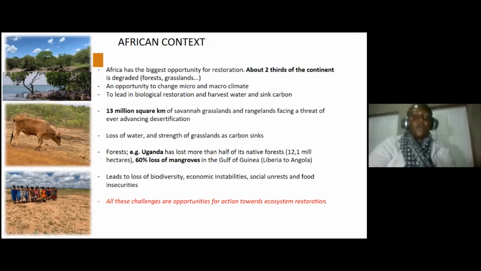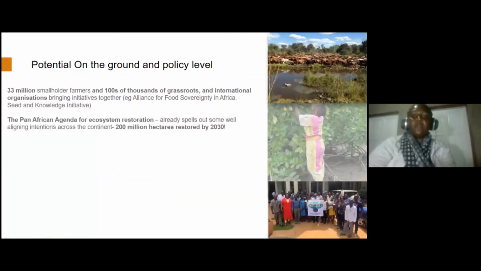Okay, so the potential on the ground in Africa and at policy level: we have hundreds of thousands of grassroots and international organizations that are working on regeneration and/or restoration or agroecology or ethical farming. I don't know what you want to call it, but in this case, I'm just sharing based on holistic management. And then at the African Union level, there's the Pan-African Agenda for Ecosystem Restoration.